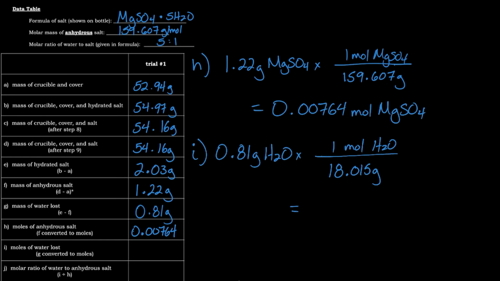We're going to do the same thing with our mass of water. So we're going to take that quantity from row G, 0.81 grams of water, divide it by the molar mass of water, which is about 18.015, and we'll get our moles of water, 0.04496 moles, according to my data.